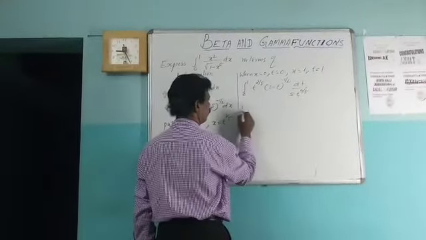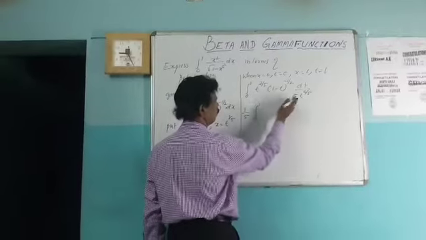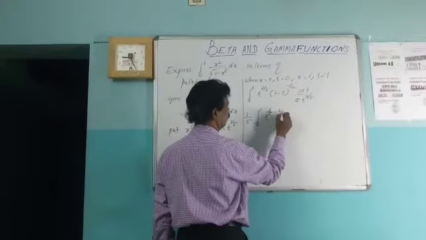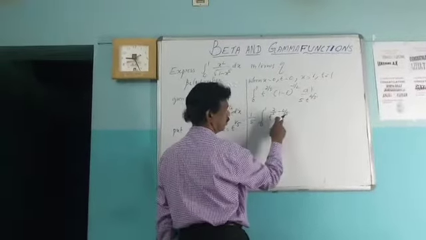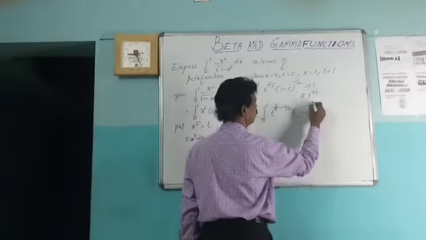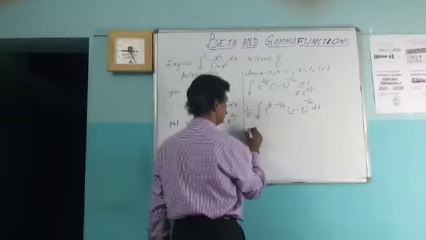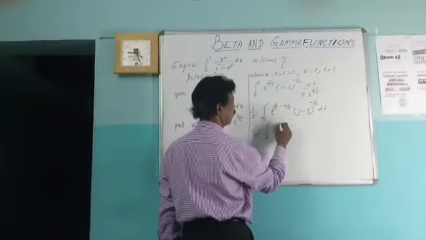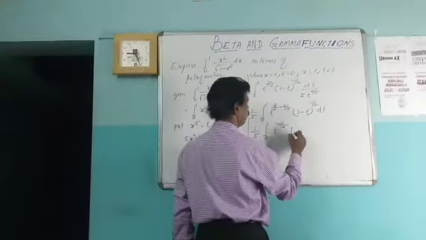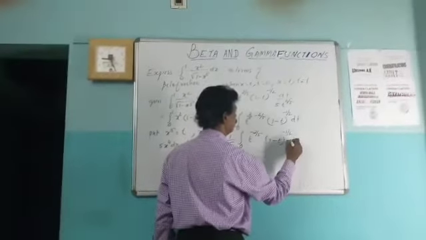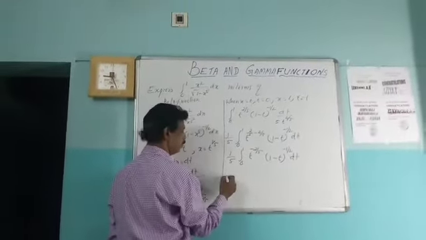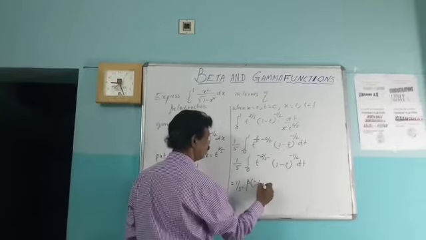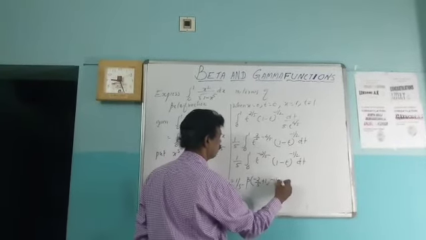That is 1 by 5 into integral 0 to 1, take this term to the numerator, t raised to 2 by 5 minus 4 by 5, (1 - t) the whole raised to minus half dt. That is 1 by 5 into integral 0 to 1, t raised to minus 2 by 5, (1 - t) the whole raised to minus 1 by 2 dt. By the definition of beta function, this is equal to beta of minus 2 by 5 plus 1, comma minus 1 by 2 plus 1.